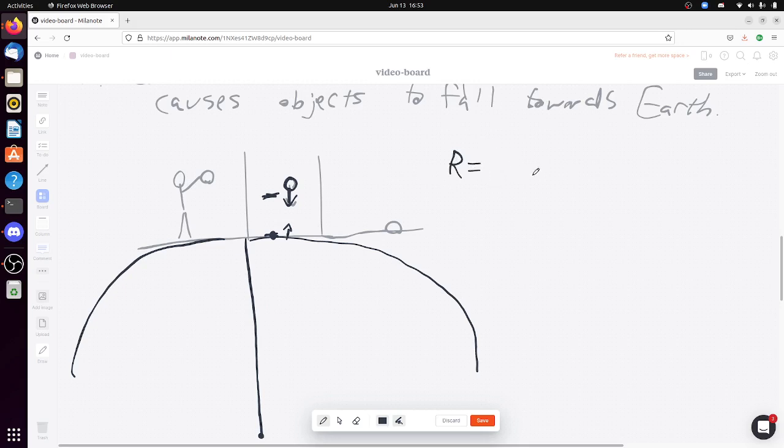I actually looked this up. It's on the order of magnitude of 6,371,000 meters, so 6,371 kilometers. That's how long this distance is. If you took an object up to the top of the Earth, and I'll call this distance here distance, basically the distance from the ground to the height that you're holding the object.